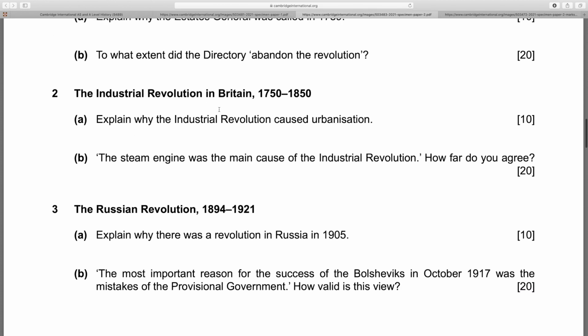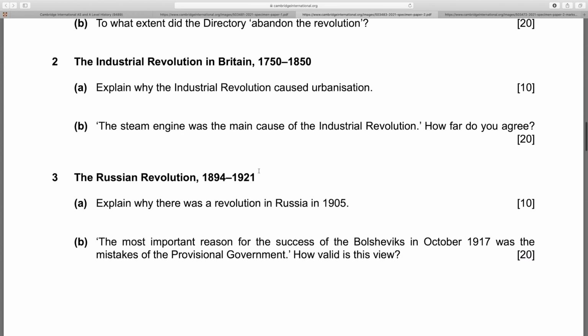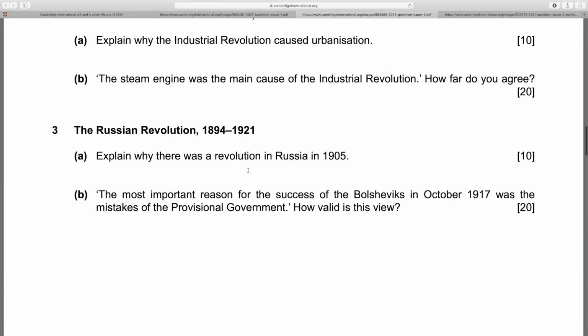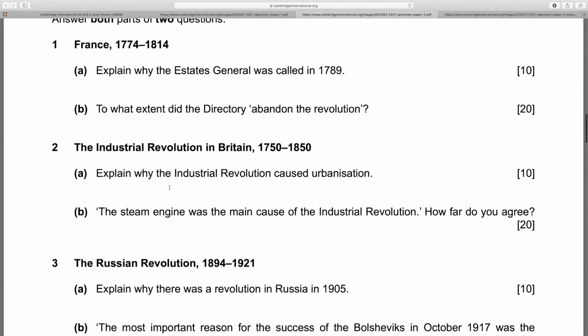Same thing here. You have the Industrial Revolution in Britain as another option and the Russian Revolution as your third option here. So you would pick 2 of these 3 and answer both parts here. So you can't here say, well, I like question A for number 1 and question A for number 3, but I like the B from 2 and the B from 3. You can't do that. You can't pick and choose like it's a cafeteria here. You have to pick 2 of the topics and answer both the A and the B for that specific one. So if you wanted France and the Industrial Revolution, you have to answer A and B for France and A and B for the Industrial Revolution.